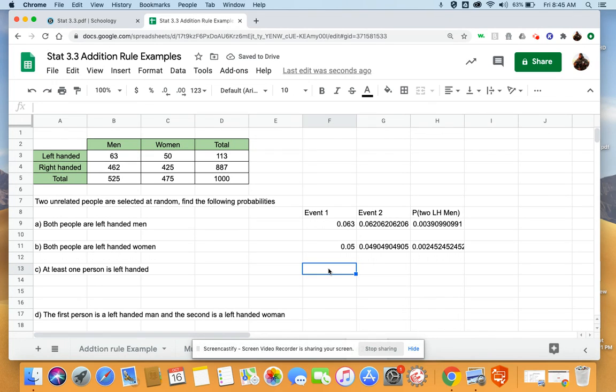So first, our goal here is going to be to do a right-handed person and a right-handed person and get that probability of 2 right-handed people. It doesn't say men or women in this question. And once we get that answer, we're going to subtract that from 1. If it says at least one person is left-handed, the only thing that we're not allowed to have is 2 right-handed people.